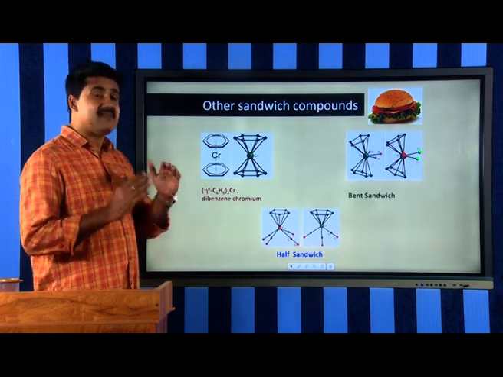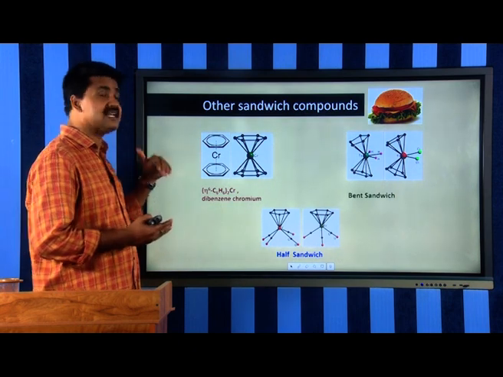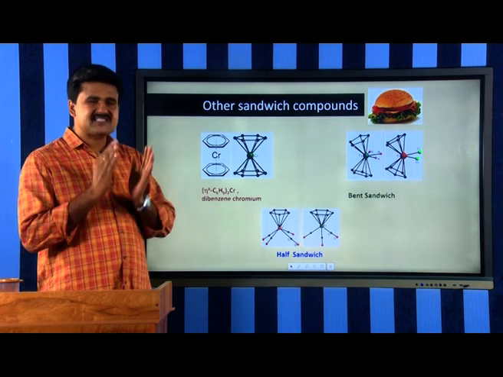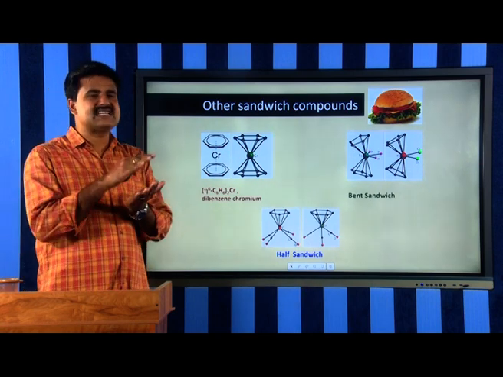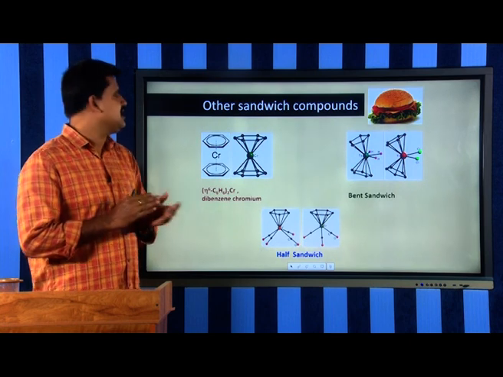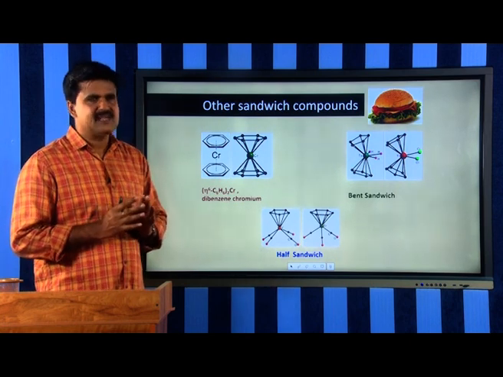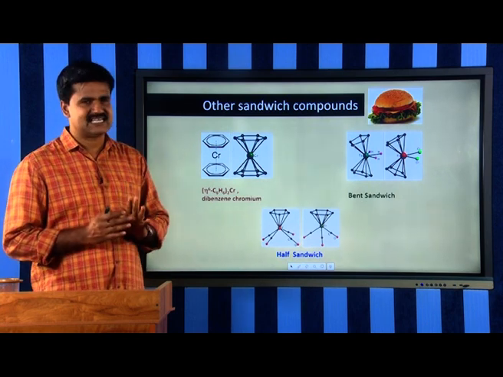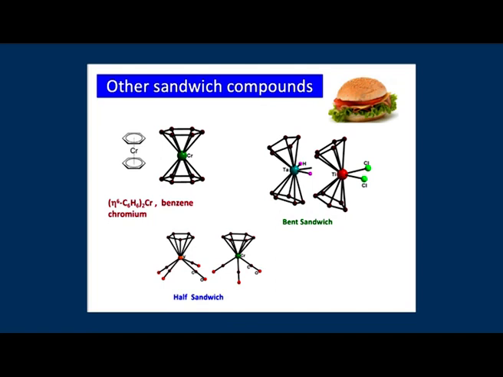Some other examples other than metallocenes are dibenzene chromium. Here, instead of the Cp ring, 2 benzene rings are in the sandwich form. In the middle position, there is a chromium. So, instead of the Cp ring in metallocene, here we are having 2 benzene rings and the hapticity of the benzene ring is 6. That means all the 6 carbon atoms of each benzene are within bonding distance of the central metal chromium. This is another important example of a sandwich compound.